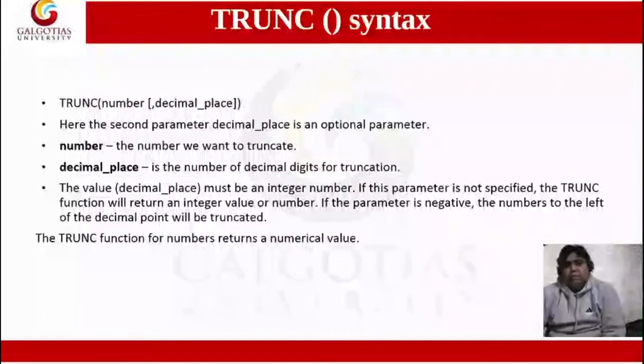For implementing, we must be aware of the syntax. The truncate function takes the number as one parameter, comma, decimal places. The second parameter, decimal places, is optional. The number is what we want to truncate, and decimal_places is the number of decimal digits for truncation. The value of decimal_places must be an integer. If this parameter is not specified, the truncate function will return an integer value or number.